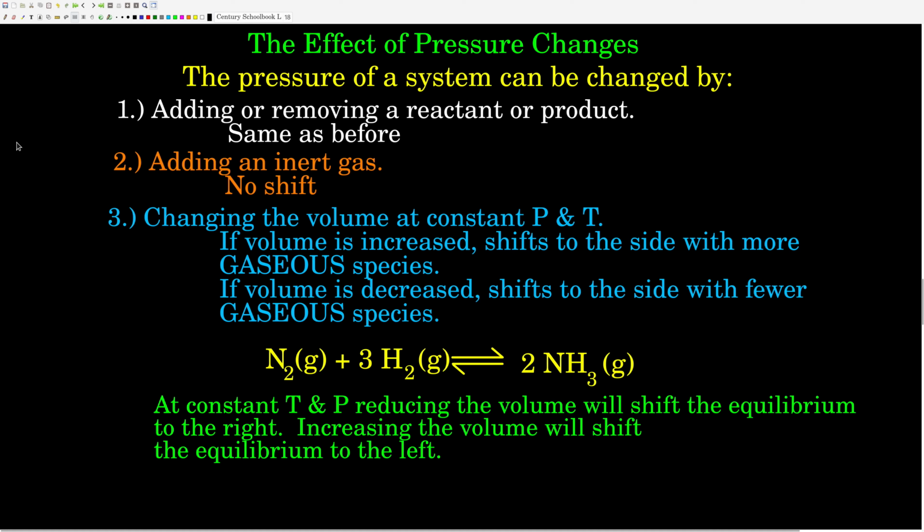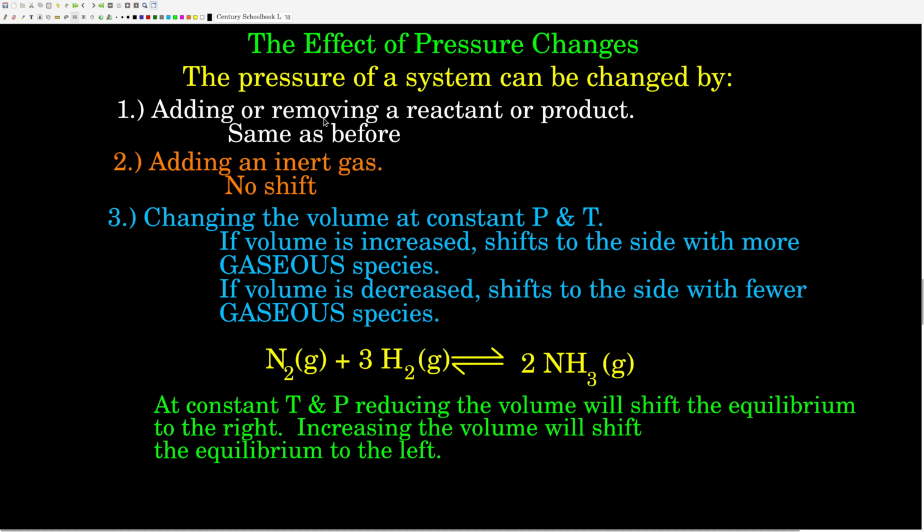Now, other ways we can disturb the equilibrium. If we have gases involved, we can sometimes affect the equilibrium by changing the volume. So the effective pressure changes. The way we can change a pressure is by adding or removing a reactant or product, because now we have more gas particles or less gas particles in the same container. So we're assuming here that the temperature stays the same and the volume stays the same, right? But if we add or remove something, then the same thing happens as before.